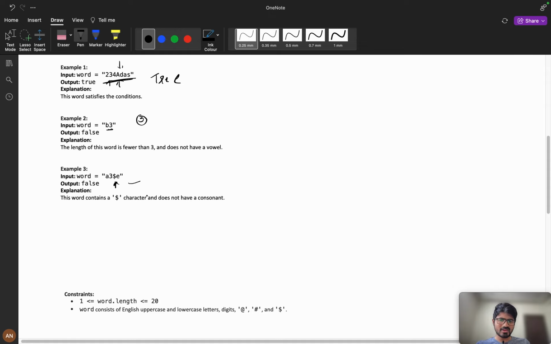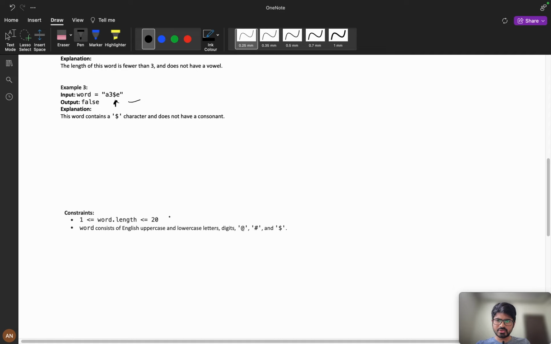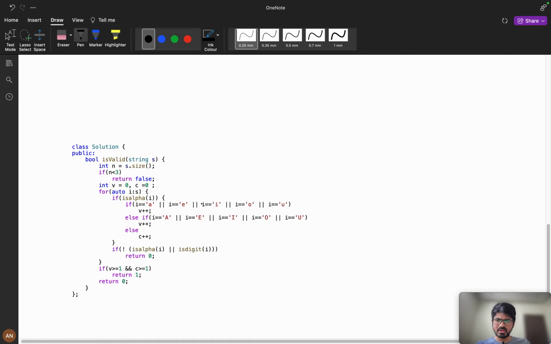It's simple. Now let's understand the code. I think you have understood what exactly the logic is. Try to code by yourself. If you are unable to code, then watch the next part of the video. Now we said that the word length is at most 20, so brute force is accepted. First we calculate the length, and if my length is less than 3, that means it can be 0, 1 or 2, so directly we return false.